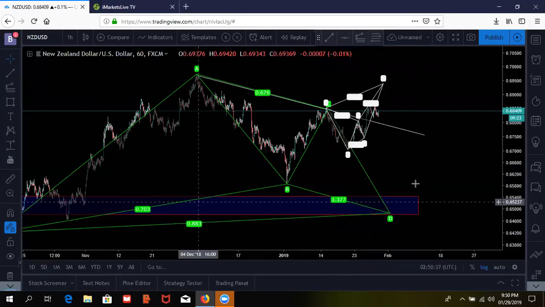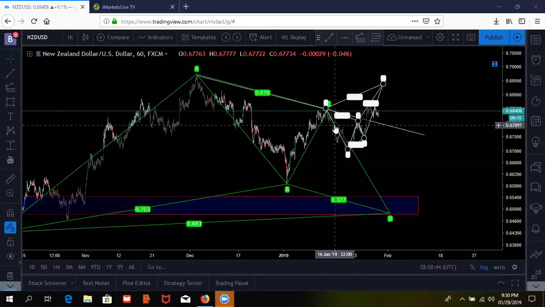So it can play around for days, weeks, months. I wouldn't say months, and you still keep your pending order. Yeah, as long as it doesn't break above, break my harmonic structure, then I'm good.